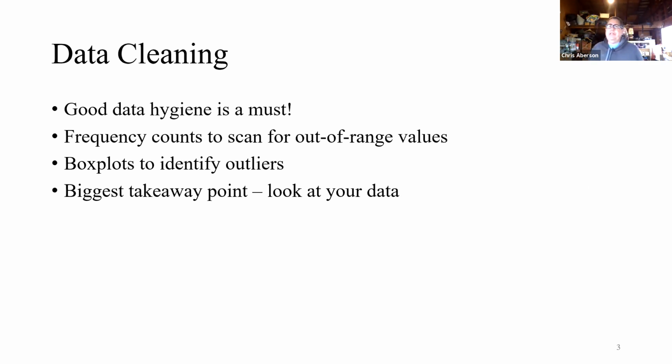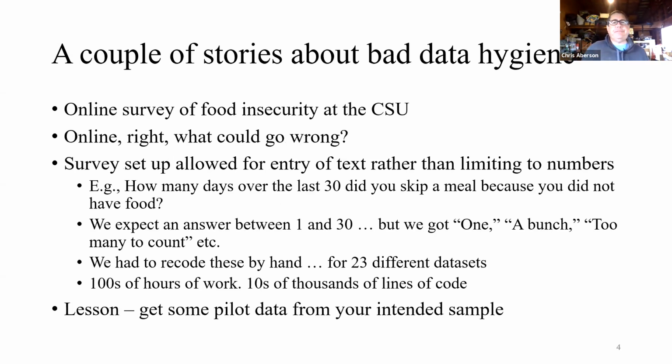Simple things we can do. I mean, these are not complex things. Frequency counts to scan for out of range values, box plots to identify outliers and to make sure that the outliers are actual scores. Biggest takeaway point here is look at your data. Make sure you know what you're looking at, and make sure that you're confident in its accuracy.